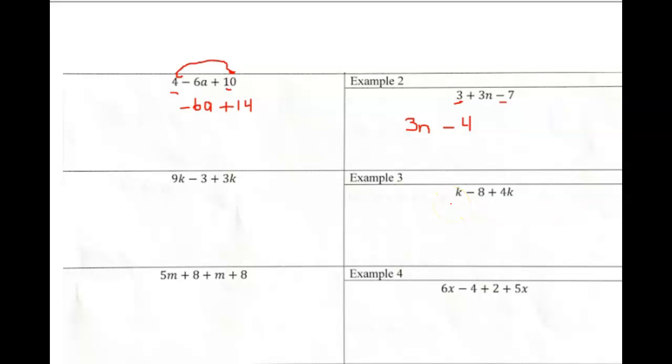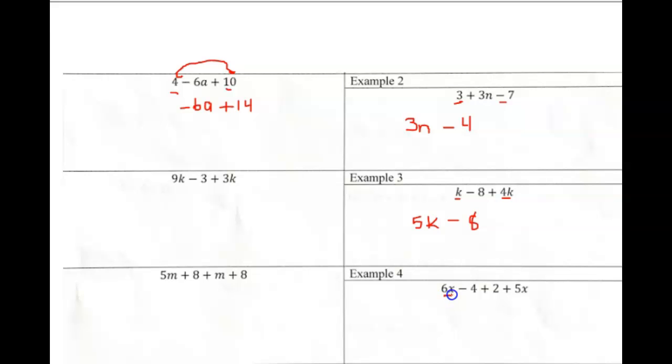Okay? Let's go to the next one, example 3. This time, what I see that's alike are my k's. So I combined the k's, the k and the 4k, and that gives me a total of 5k's. You see that? K plus 4k is 5k's. The only thing that's left is the negative 8. Okay? The negative 8. So I'm going to drop that down. Now, I'm going to give you a second to do the next example, but before we do that, I want to show you example 4, how to do that.